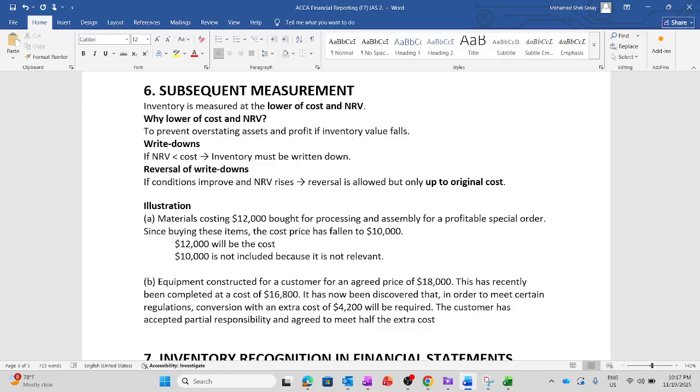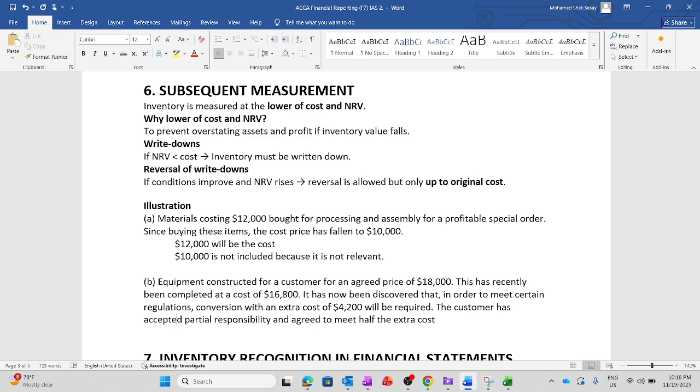So now, let's look at example B, illustration B. Equipment constructed for a customer for an agreed price of $18,000. This is the price for a customer. So it means if we are going to account for the inventory at the lower of cost or net realizable value, this should be considered to be the NRV.